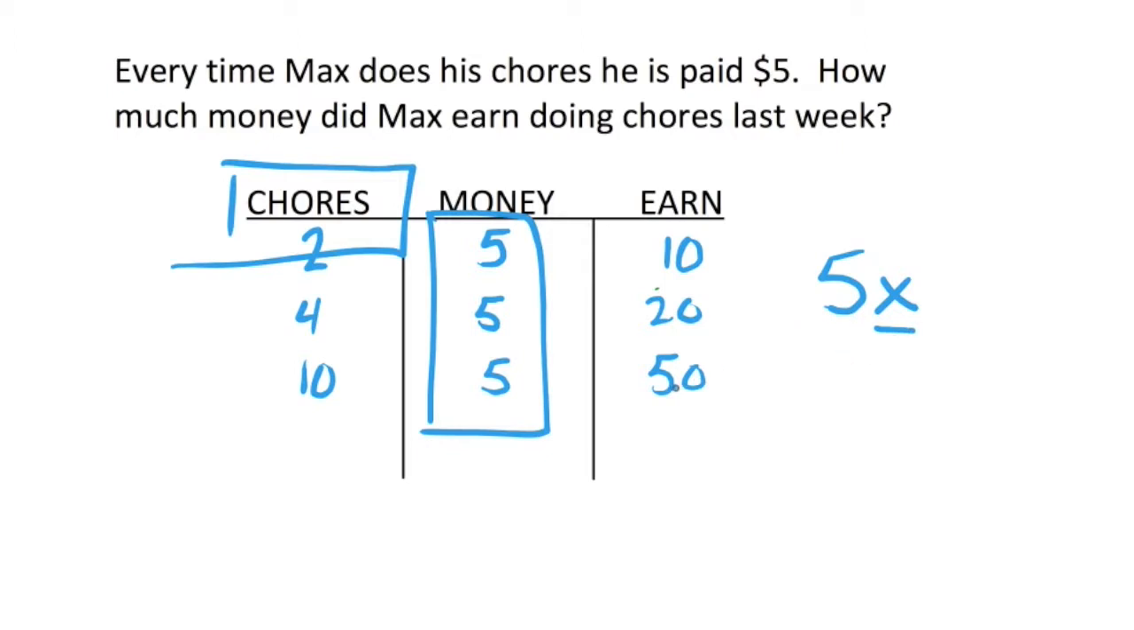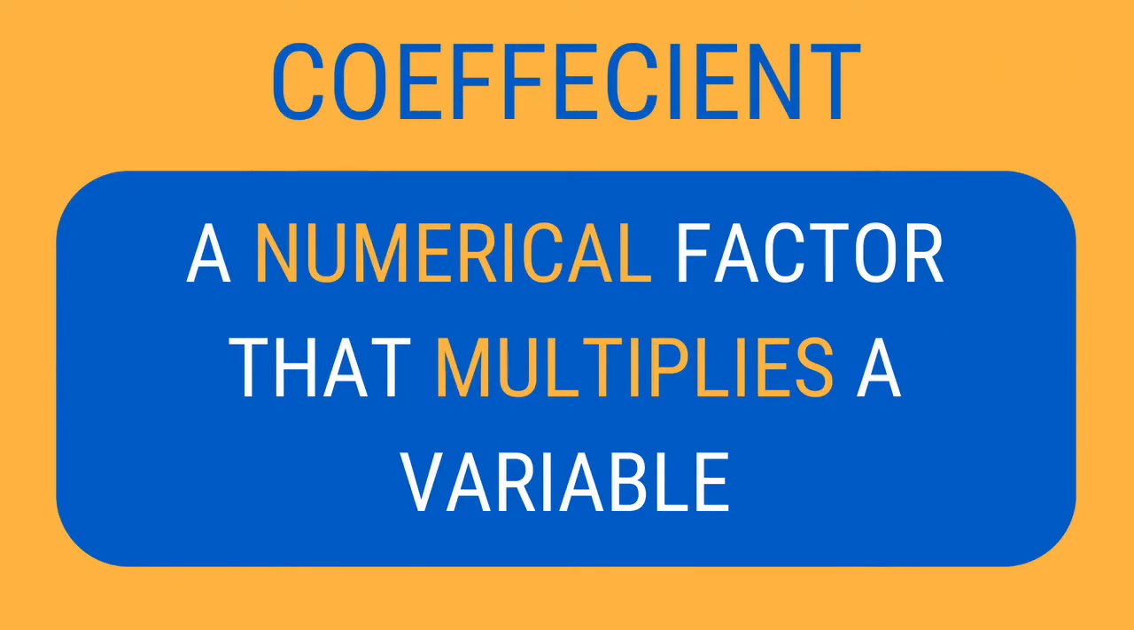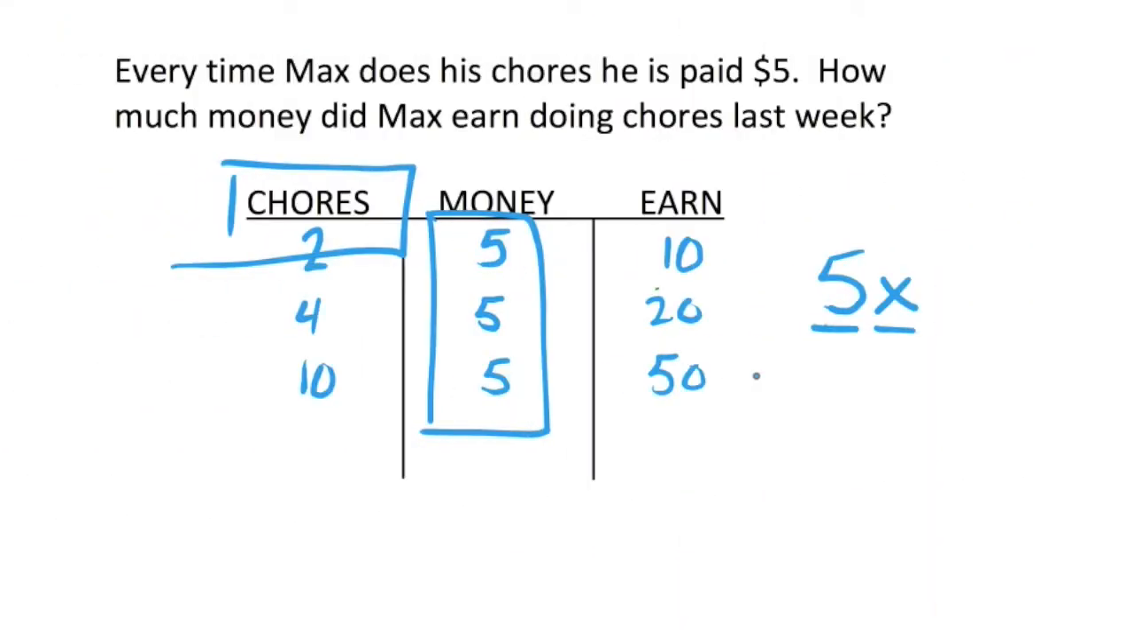Now the number that is multiplied by the variable is called a coefficient. Let's go ahead and define what a coefficient is. A coefficient is the numerical factor that multiplies the variable. Excellent. So when you put together a coefficient, in our case 5, and x, our variable, you get an answer. That answer is called a product.